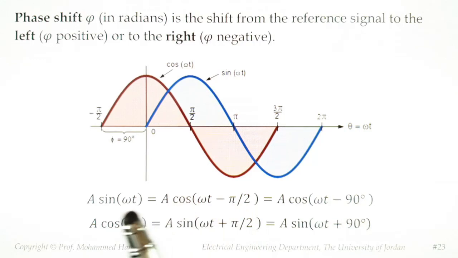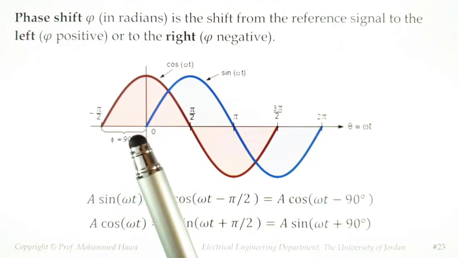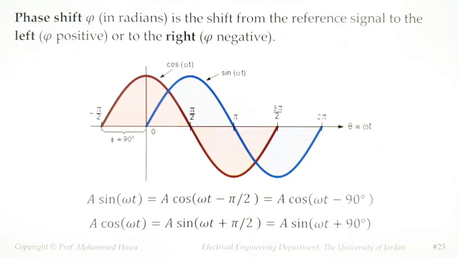Because the sine, which is the blue curve, is shifted to the right, I have minus pi over 2 radians. That's the shift to the right. And that's why A sine omega t is equal to A cosine omega t minus pi over 2. This is, by the way, the correct mathematical notation.